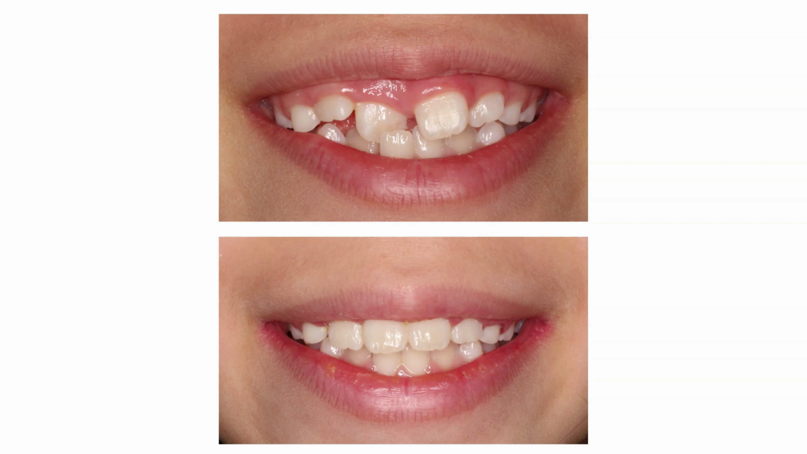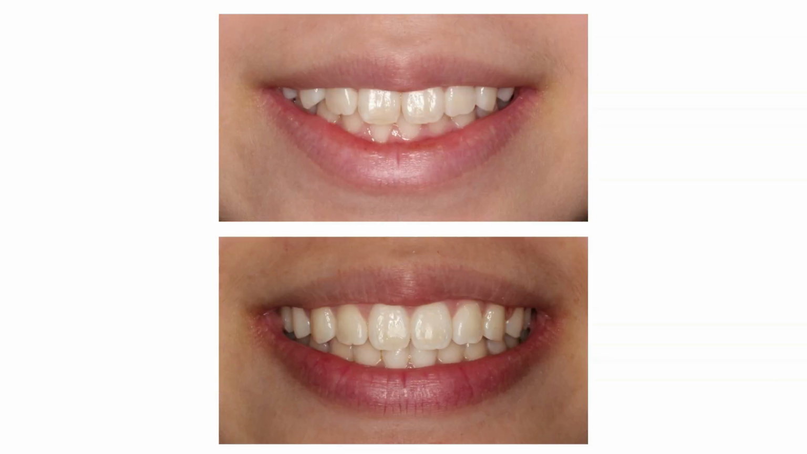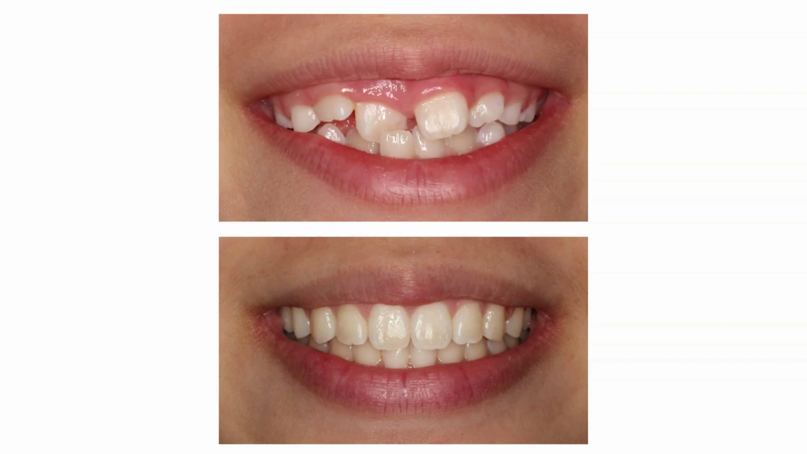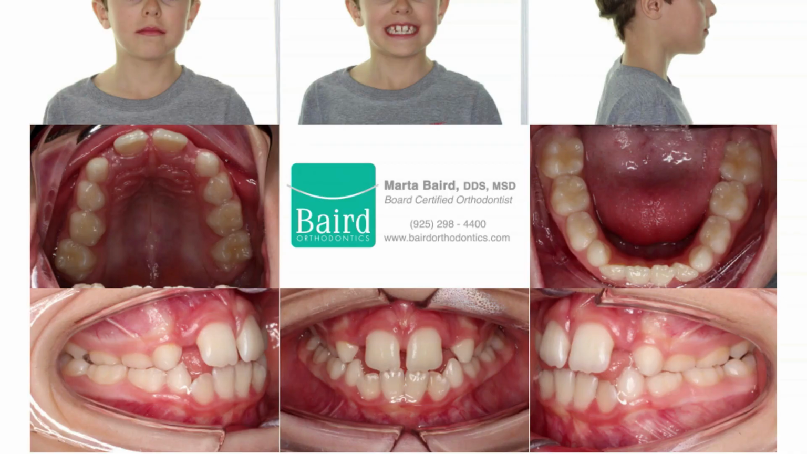This is the patient at the beginning of phase 1 and at the end of phase 1, at the beginning of phase 2 and at the end of phase 2, and at the beginning of phase 1 and at the end of phase 2.